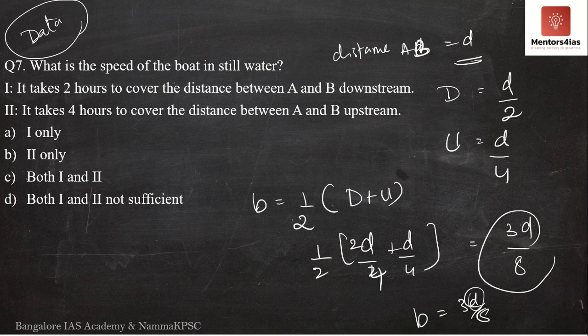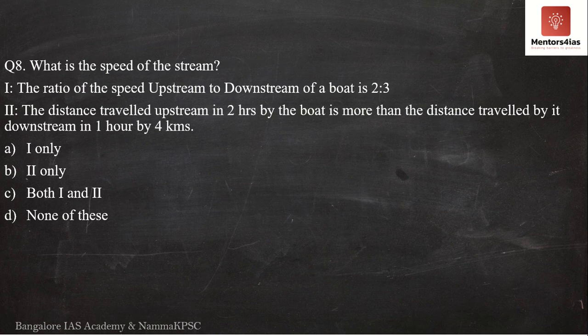The question is not saying it is D. I am taking it as D. If the question had said let the distance be N or M or X kilometers, then I would have said it is some value with respect to the question. But here it is not possible to determine the speed of the boat based on the information given in the question. Therefore, we cannot determine the speed of the boat even by making use of the information contained in both statement 1 and statement 2. Therefore, the correct option is option D. Both 1 and 2 are not sufficient. Let us do one more question of data sufficiency over here.